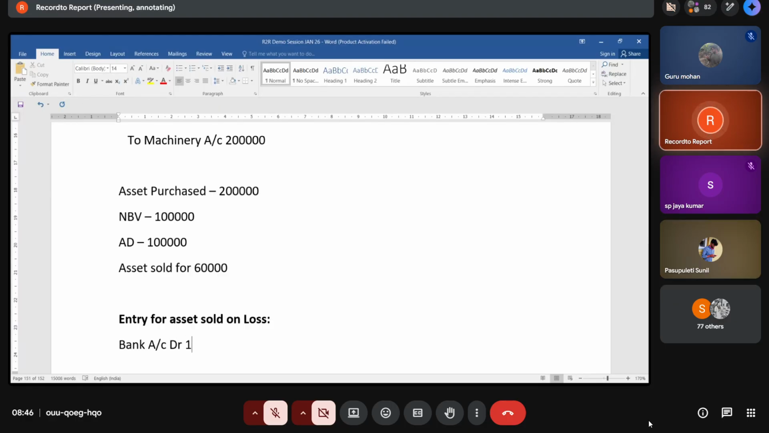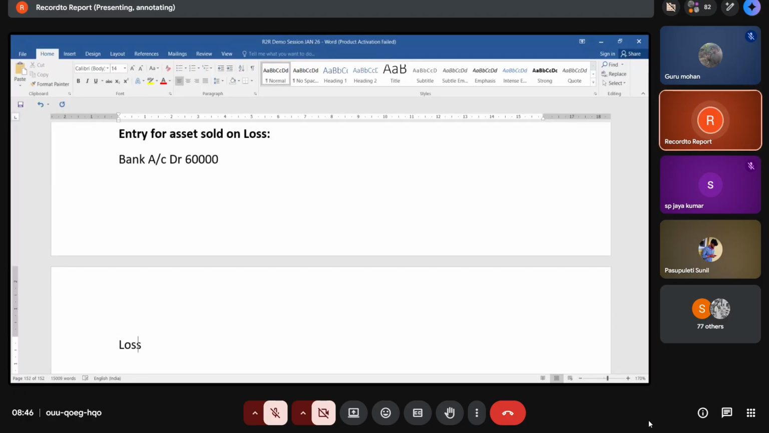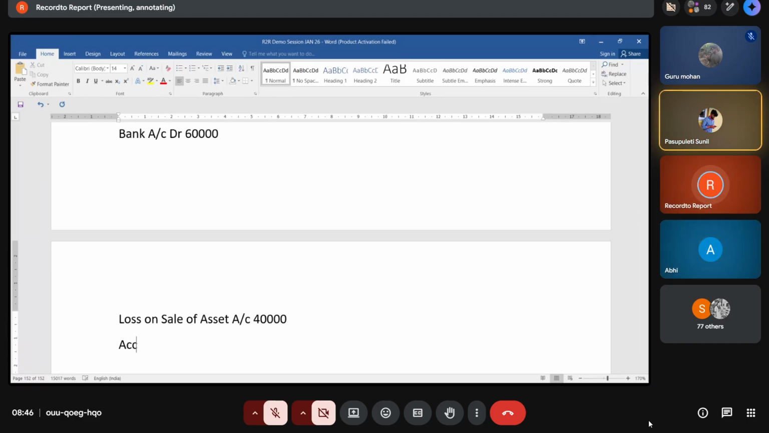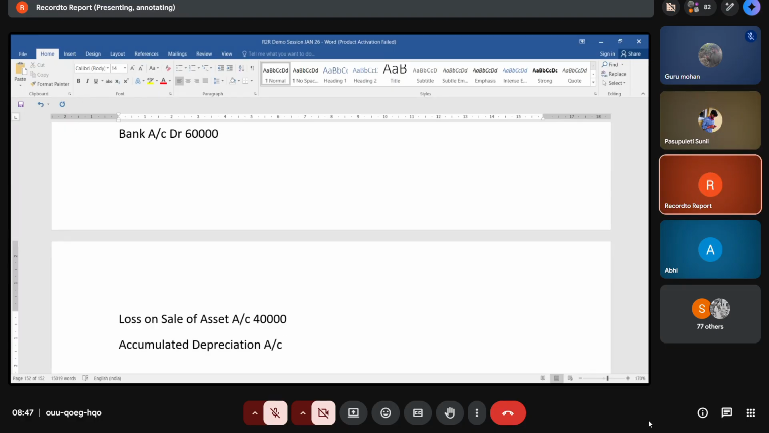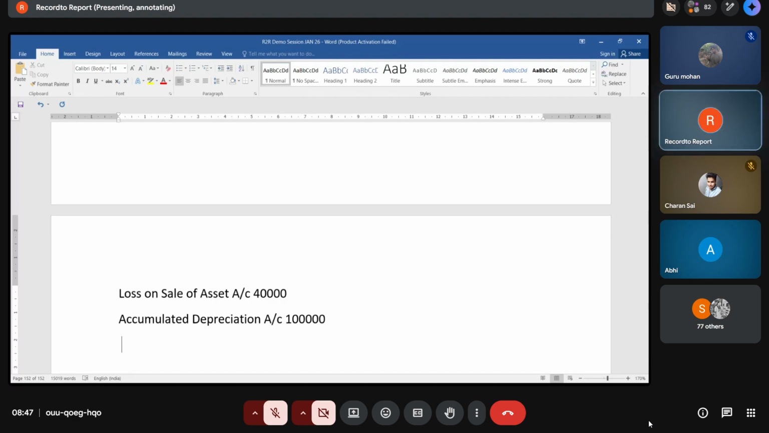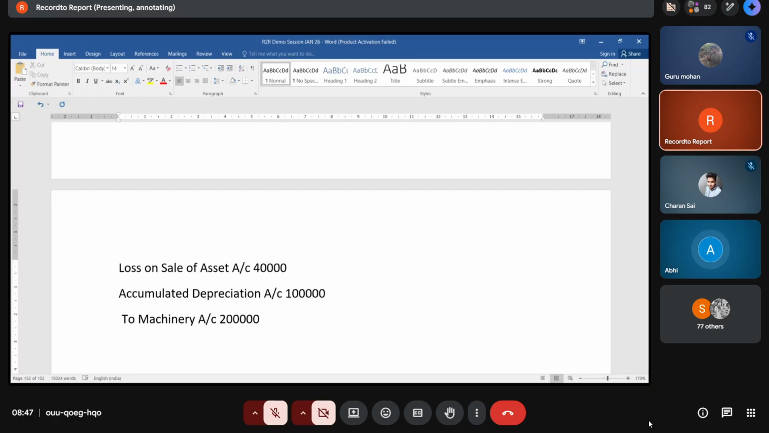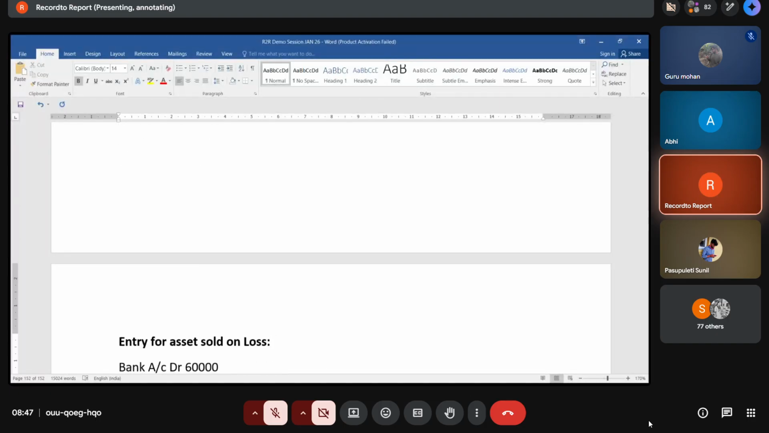Bank account debit 60,000. What is the loss on sale of asset, guys? 40,000. Accumulated depreciation account, what is the amount, guys? 1 lakh. To asset account, that is the machinery account. What is the machinery account value? Total value 2 lakhs. Guys, understand? Yes, ma'am.